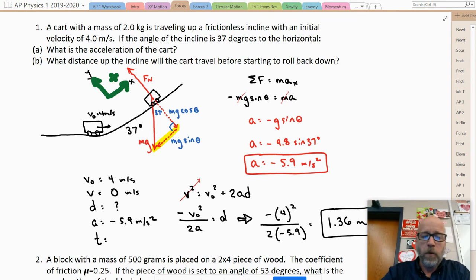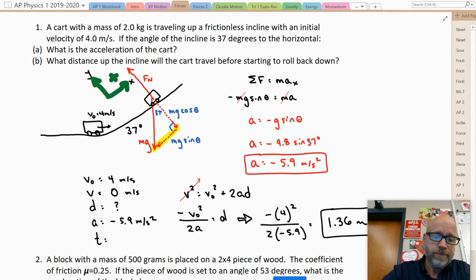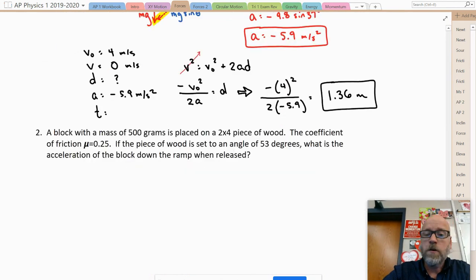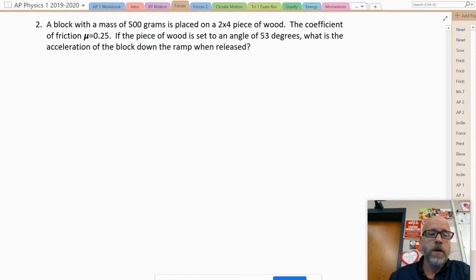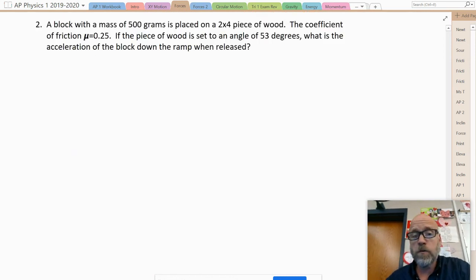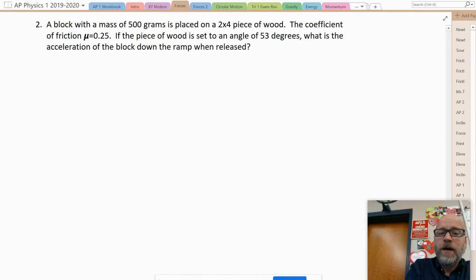It says, a block with a mass of 500 grams is placed on a 2x4 piece of wood. The coefficient of friction is mu equals 0.25. If the piece of wood is set at an angle of 53 degrees, what is the acceleration of the block down the ramp when released?